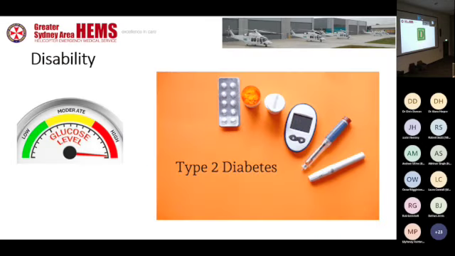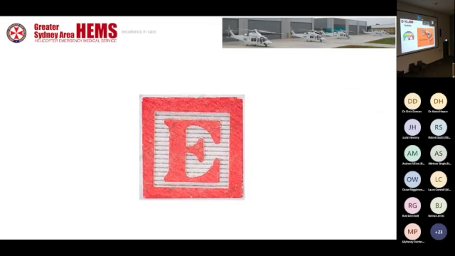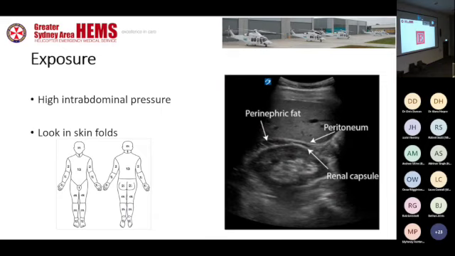Disability, really not much here. Just that we know type 2 diabetes is more common in these patients. They often have impaired fasting glucose. Exposure, a couple of things here. They've got higher intra-abdominal pressure. They've got a big belly pressing down. They're going to have higher gastric pressures and be at higher risk of aspiration.